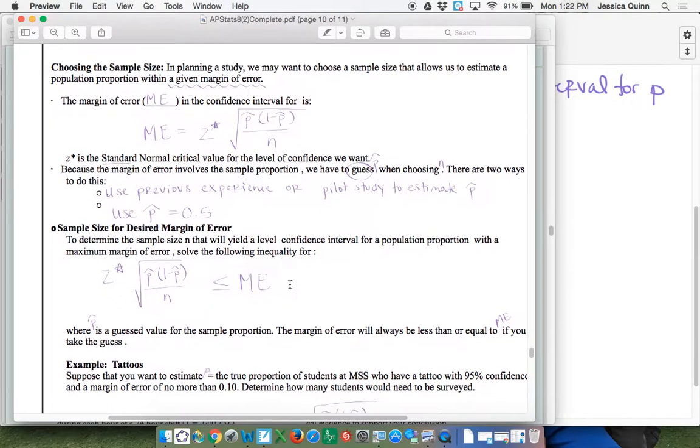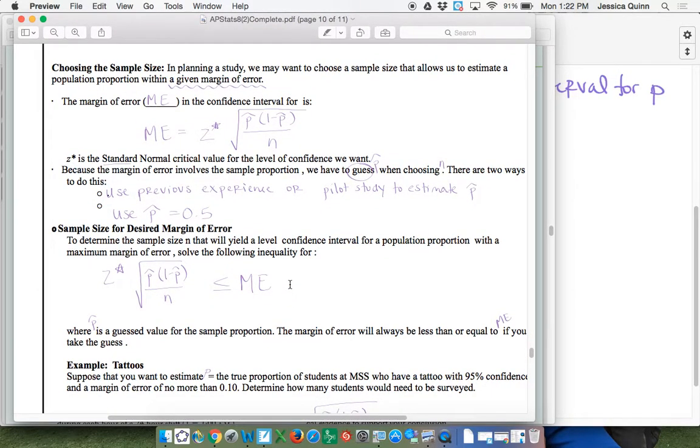So if you want to determine a sample size to get a certain margin of error, you have two options. In order to do this, you have to know your confidence level, because that's your Z-star level. And then you also have to know a p-hat value, because we're solving for n. So we only want there to be one variable that's unknown.